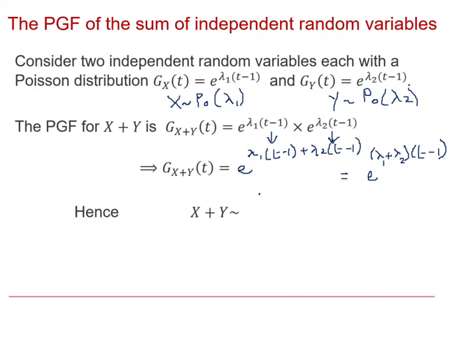And therefore the result is obtained that you know already, that if x and y are independent Poisson variables, then their sum will also be a Poisson variable with parameter the sum of the two individual parameters. And you should have used this result when you did your work on the Poisson distribution.